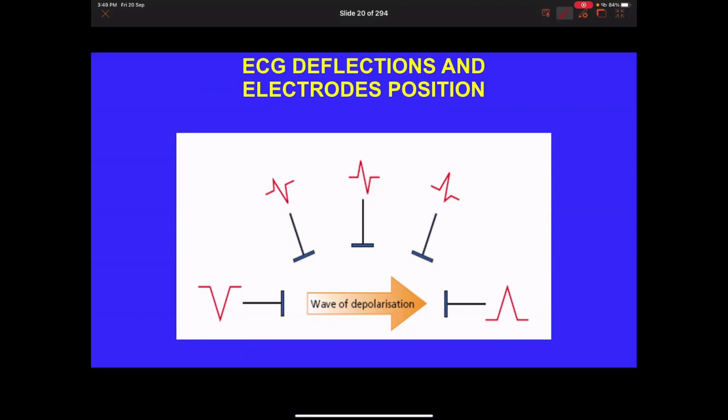Okay, so this is in the case that your electrode is connected exactly parallel to or 90 degrees to your wave of depolarization. So it's very easy. You'll just get, okay, upward means towards, down means away. But the heart is a 3D diagram, right? We have many different directions of signals, of impulses, of electricity. So how can we capture all of this?